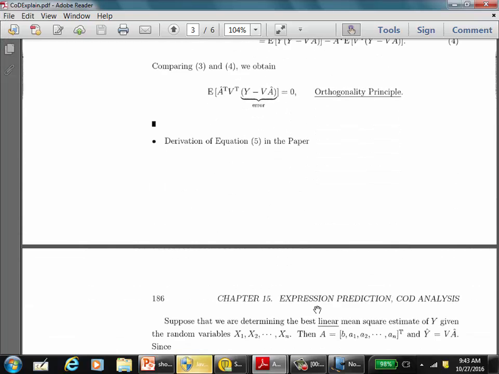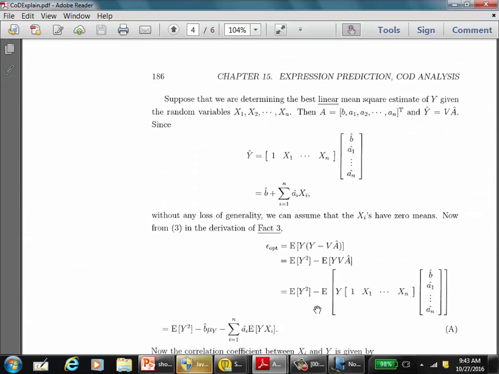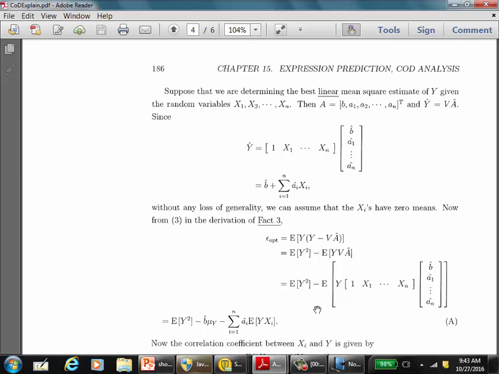Now we are going to try to derive that equation 5 in that paper, right? So suppose here we are trying to determine the best linear mean square error estimate of y given all these random variables. Then this A, that vector that I put in the statement of the previous fact, will look something like this, and y hat is going to look like this. And without any loss of generality, because I have this constant b hat here that I'm trying to estimate, I'm going to assume that all these xi's have got zero means. Because if the means are different from zero, I can always absorb it in this one.